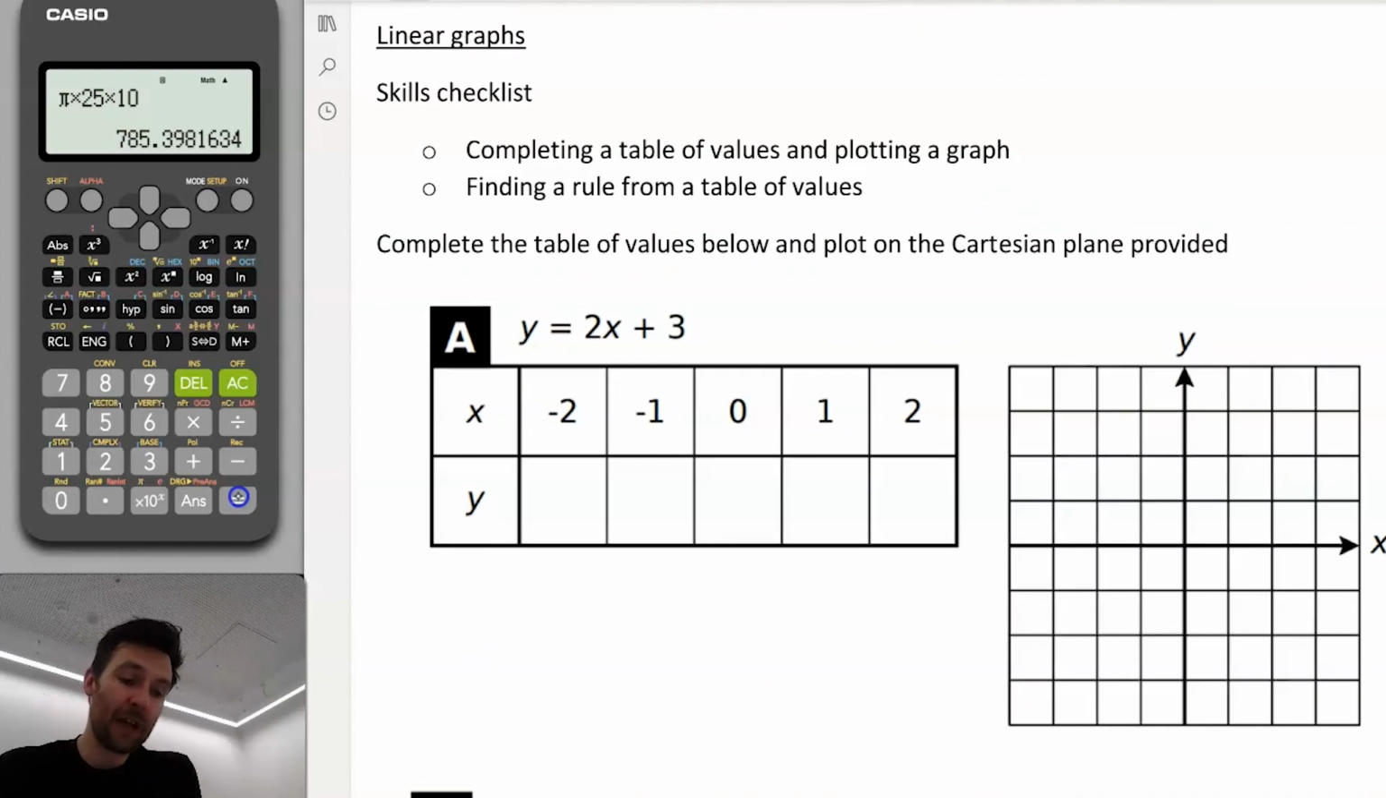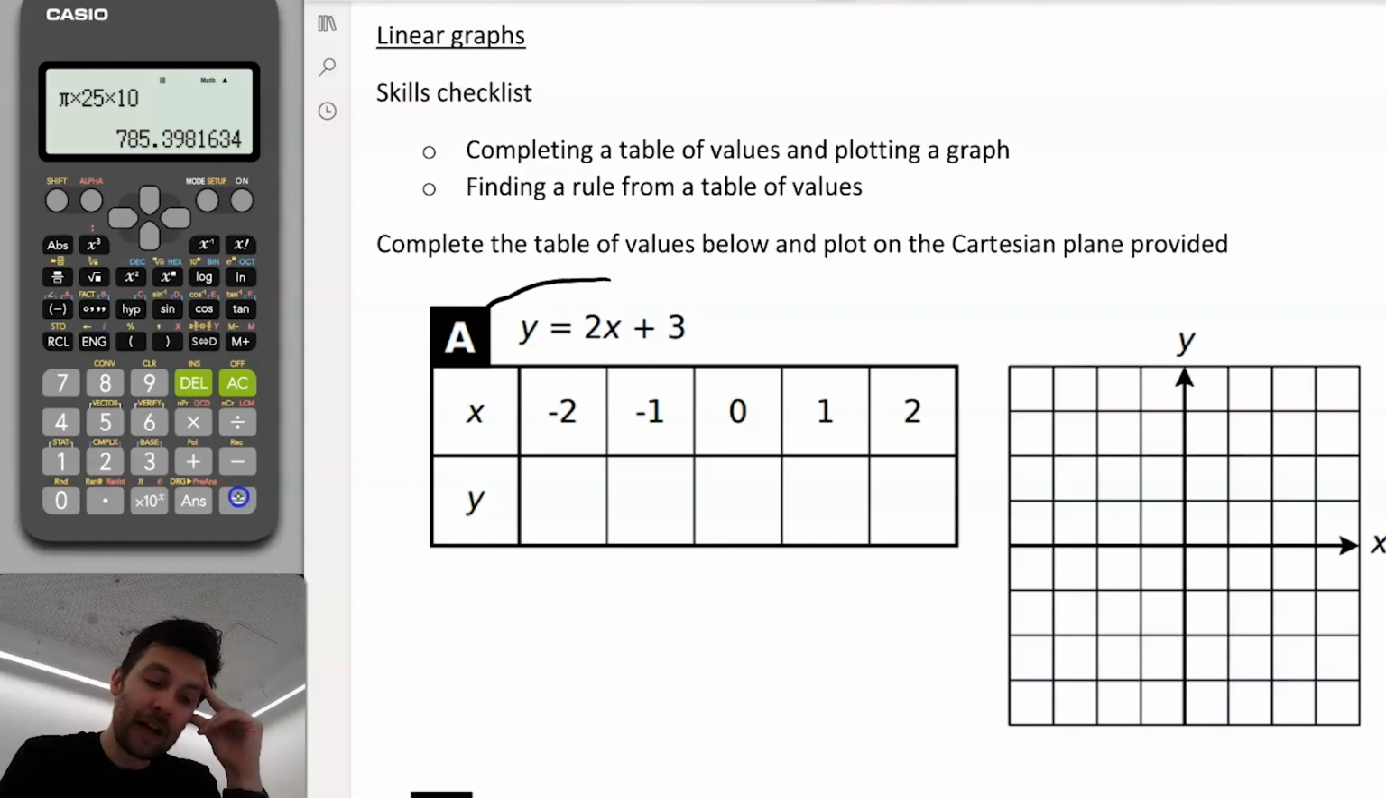Now, for linear graphs, there are two things you need to be able to do. These are completing a table of values and using those to plot a graph, and then finding a rule from a table of values. So this is the first one that's just here. It's not the best graph for this, unfortunately, but we'll do our best.